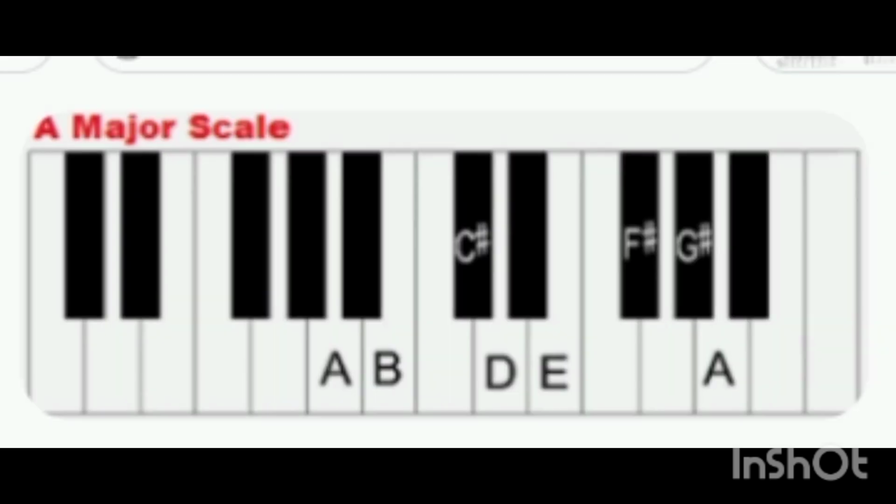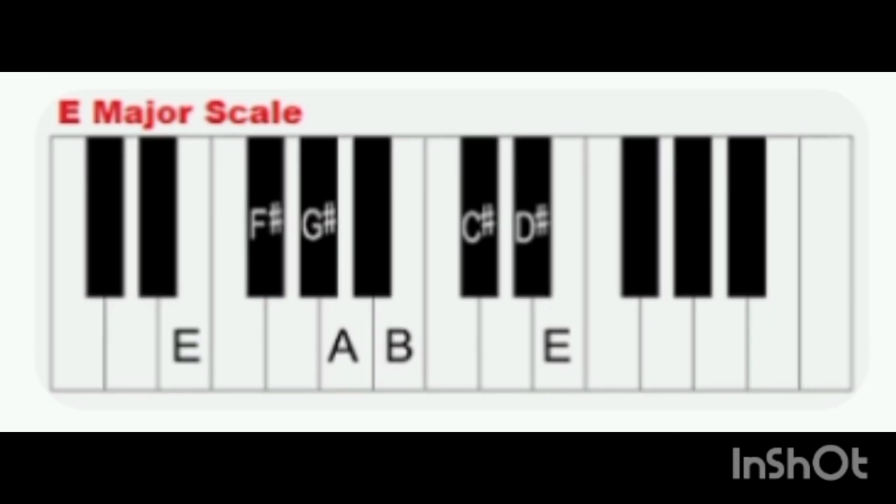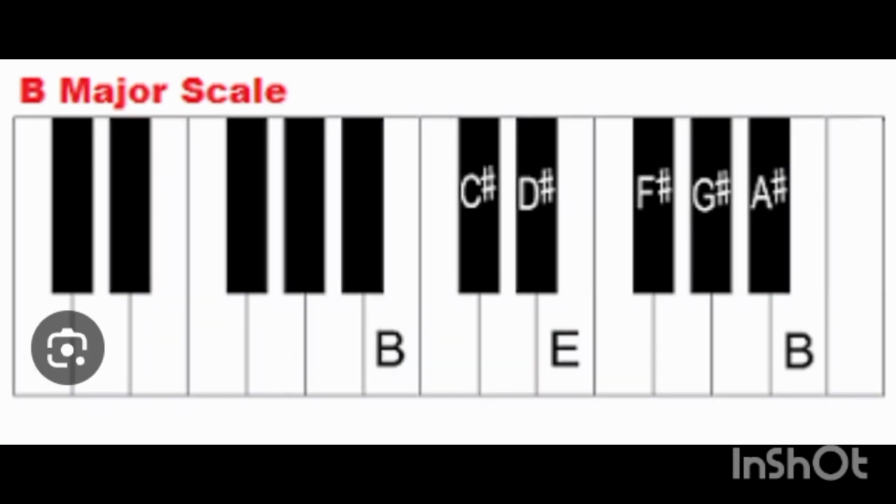Now we're in the key of A, and as you can see, we have three sharps: C sharp, F sharp, and G sharp. We've moved up yet another fifth into E major scale, and now we have four sharps. A fifth from E is B, and we'll construct our B major scale, and now we have a total of 5 sharps using all 5 black keys.